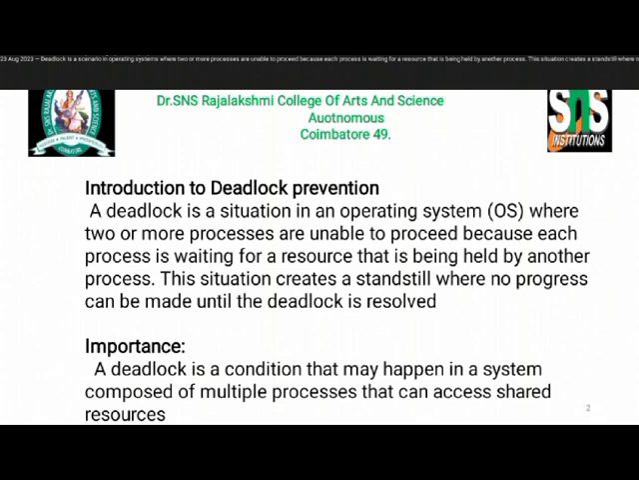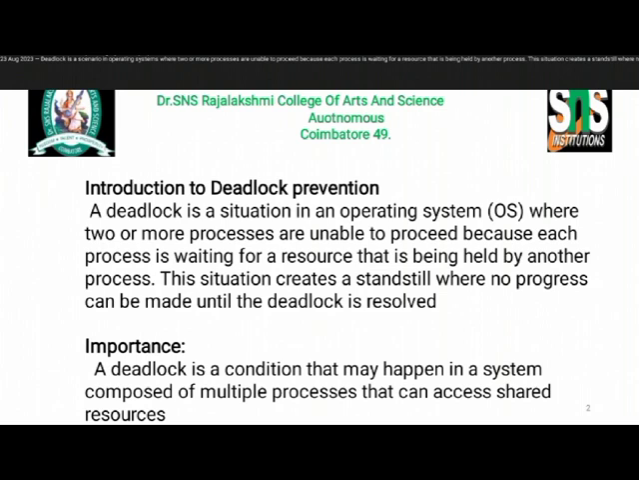A deadlock is a situation in an operating system where two or more processes are unable to proceed because each process is waiting for a resource that is being held by another process. This situation creates a standstill where no progress can be made until the deadlock is resolved. So no process can be processed during a deadlock. To avoid that, we can use the simplest technique called deadlock prevention.